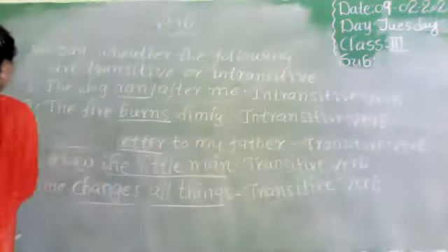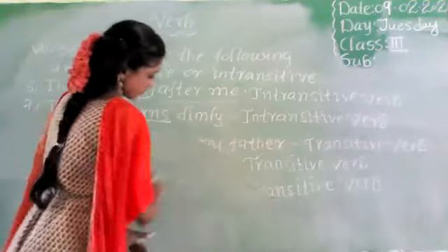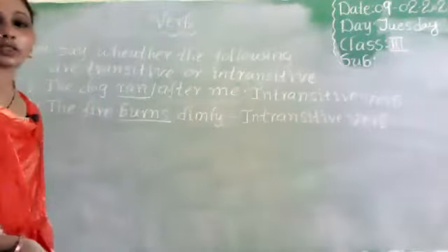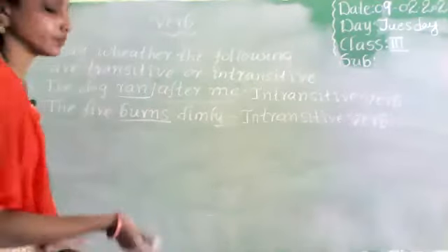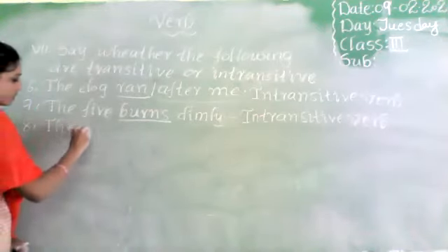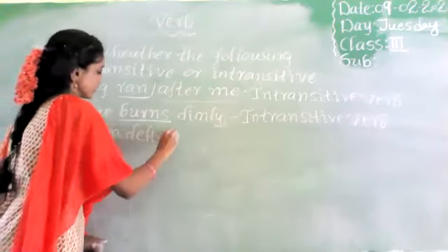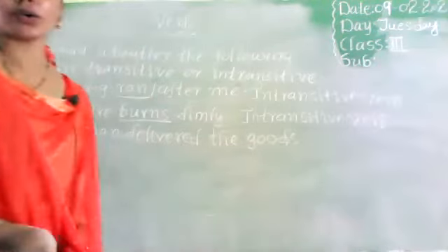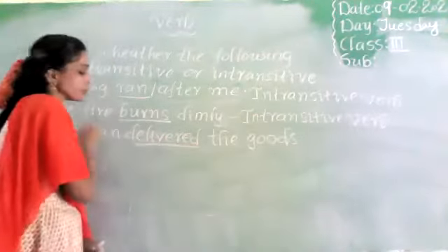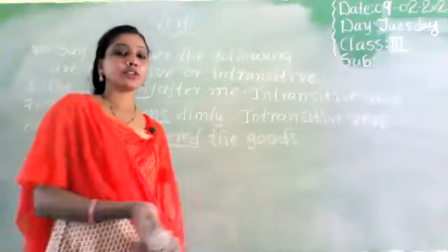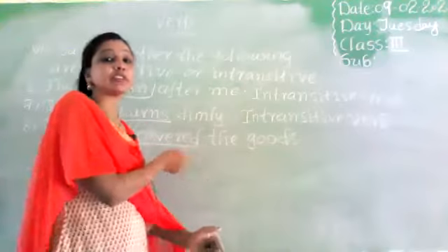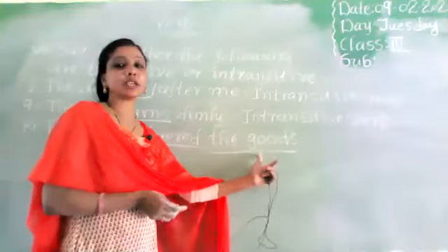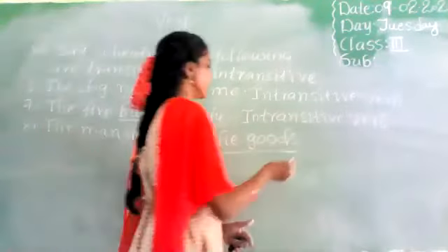Next sentence. The man delivered the goods. So look at here, the man delivered. After here, can you understand what he delivered? We can't understand. So here, compulsory we need an object, which can fulfill the verb. The man delivered the goods. So here, the verb needed an object to complete its meaning. So it is called transitive verb. Delivered is the transitive verb.